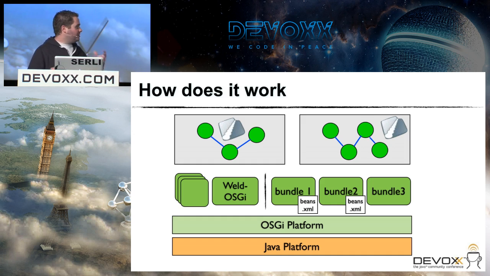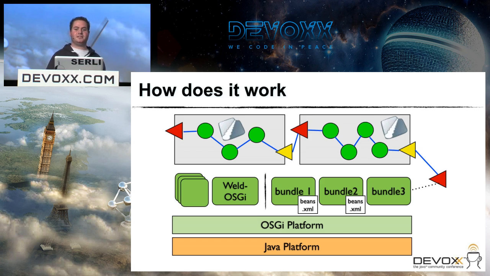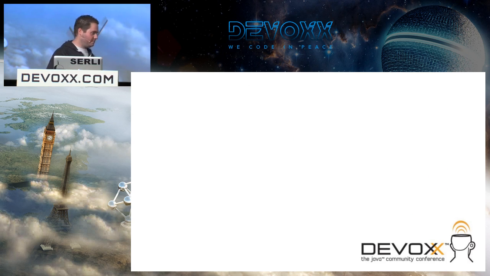But we wanted to go further, and we provide an API to expose CDI beans as OSGi services and to consume OSGi services inside CDI beans. So here you can see that you can expose beans and consume them between two CDI bundles, but you can also consume services that come from a legacy OSGi bundle like bundle 3.